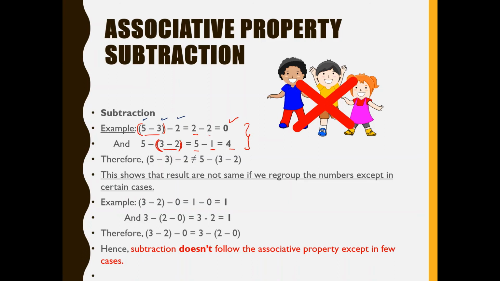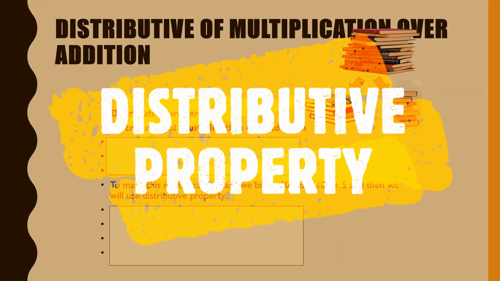Except in a few cases, maybe there is an exception. You may get 1 or 2 cases, like I have taken an example here. So this is an exception. Okay, an exception doesn't govern the rule, right? So let's learn the next property, which is a very interesting one.